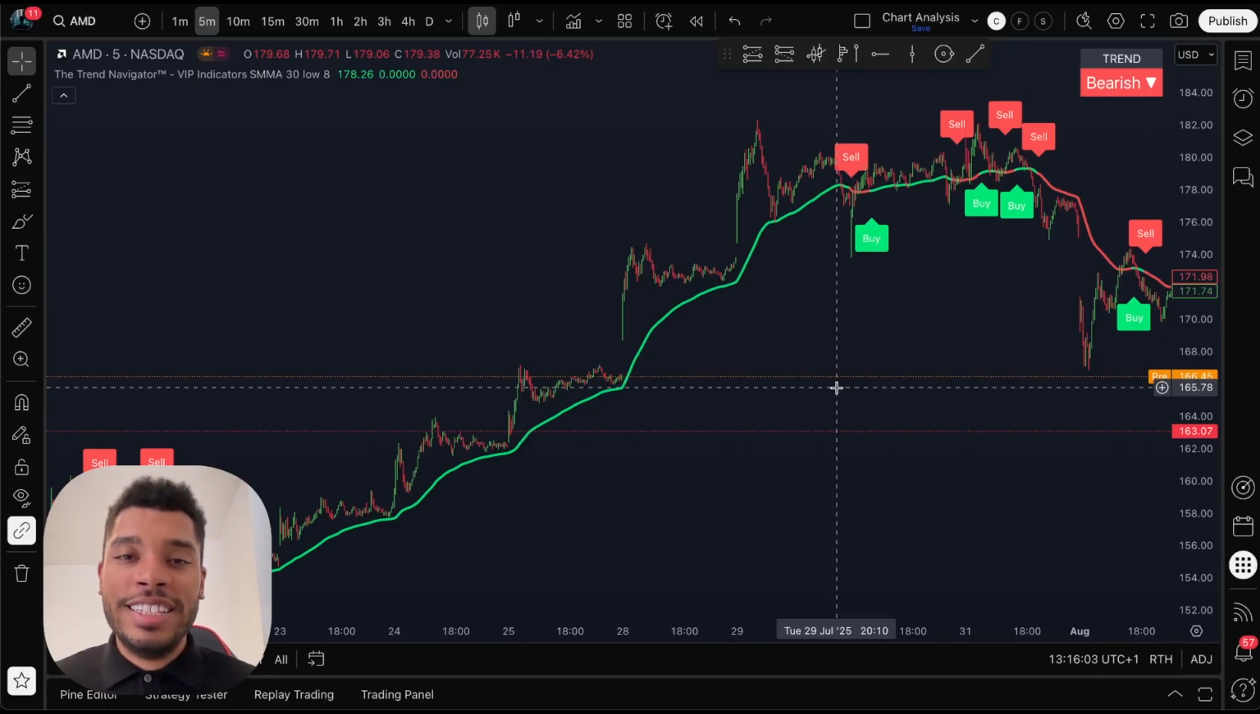So, there you have it. This is the best TradingView indicator for stocks trading.